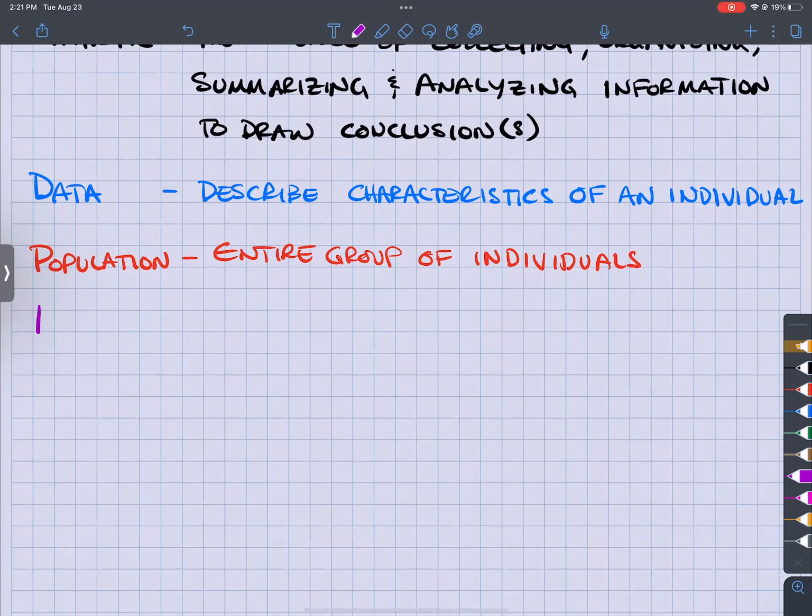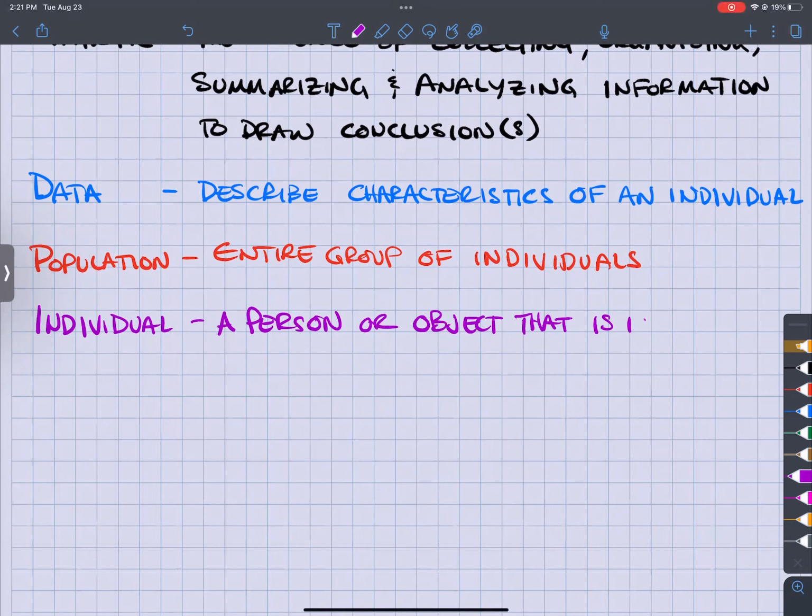Individual: a person or object that is a member of the population.